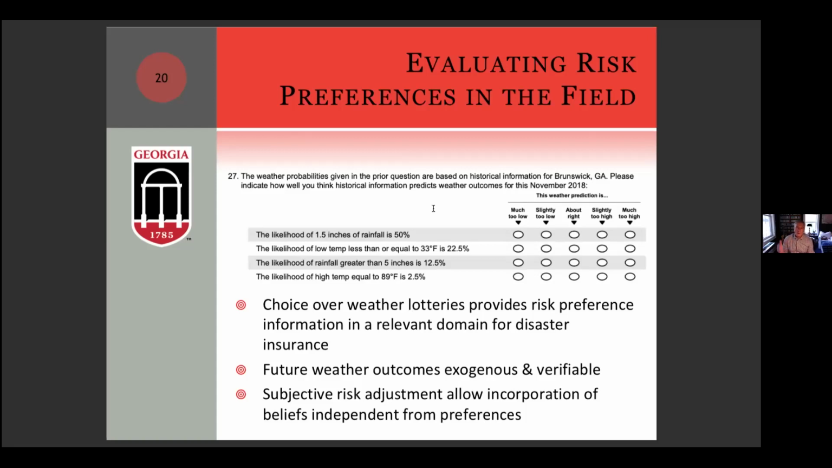So what we have here is choice over weather lotteries with real cash. So there's an incentive for people to take it seriously. The future weather outcomes are exogenous, right? We don't control that, and they're verifiable because they can look at their own weather data.